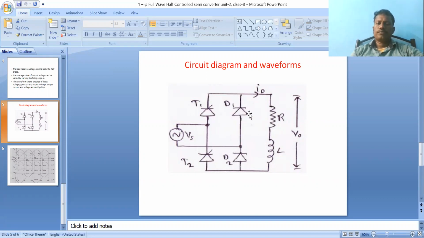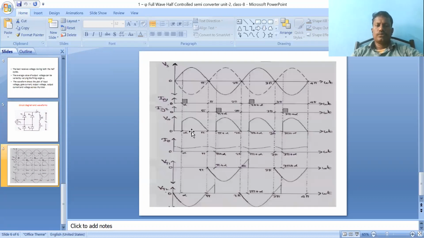Semi means two switching devices, two thyristors (SCRs) and two diodes, semi-controlled. The name indicates semi-controlled. It is a bridge configuration. The load is taken as an RL load, R and L, and I am taking directly the waveforms.